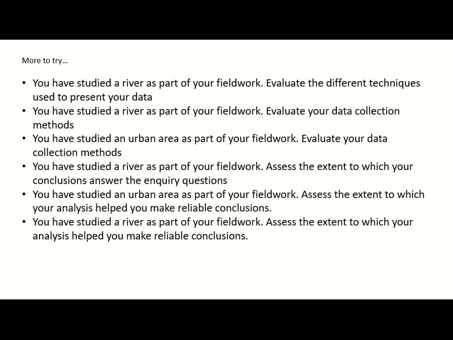So here you go. Here are some more to try, just to give you a bit of practice. These ones are all about your own fieldwork. So you have studied, you have studied, you have studied. Read it through, have a little go, but keep that principle of evaluating and assessing your fieldwork and do your best.